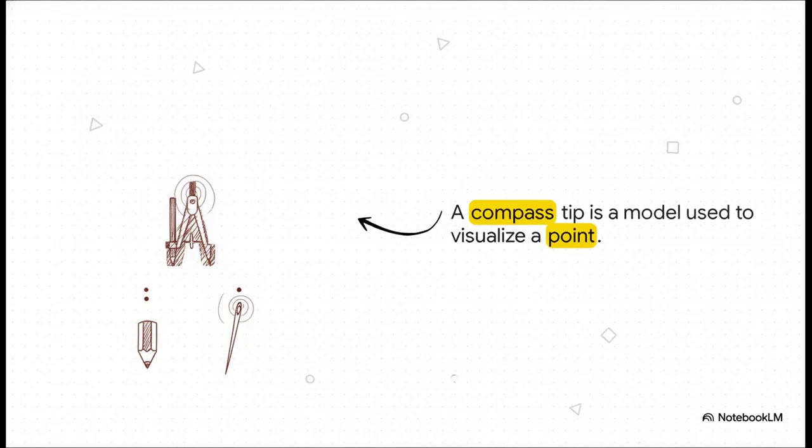So we use everyday physical models to visualize this invisible concept. Think about the super sharp tip of a compass, or imagine a newly sharpened pencil, or the tip of a needle. The sharper that tip is, the closer we get to accurately representing that exact singular location in space.